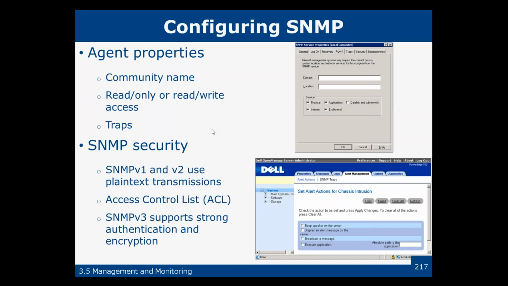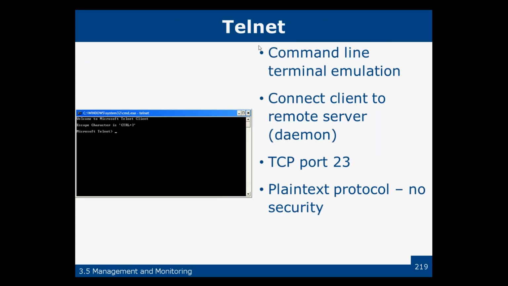And SNMP version 1, version 2, SNMP 3 is a secure system. And then talk about access control list. Access control list tells us what we can and can't do when we do these things.